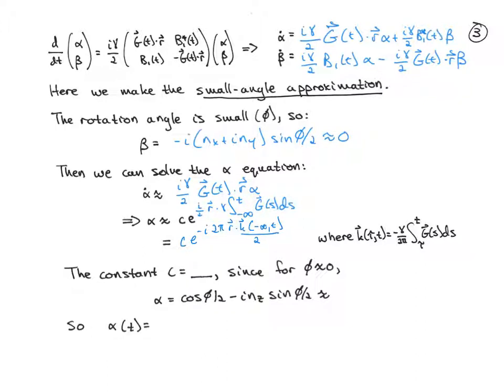Now the constant c here has to be equal to 1, since for a 0 rotation, alpha has to be approximately equal to 1. So alpha of t overall is equal to e to the minus i 2 pi times 1/2 times r vec dot k vec of t, from minus infinity up to this instant t.